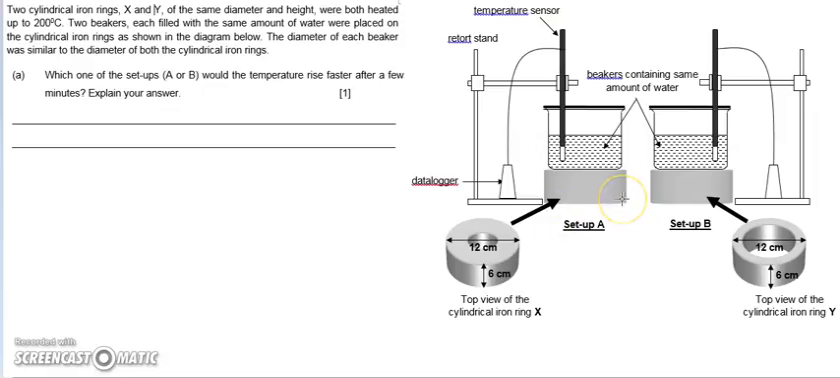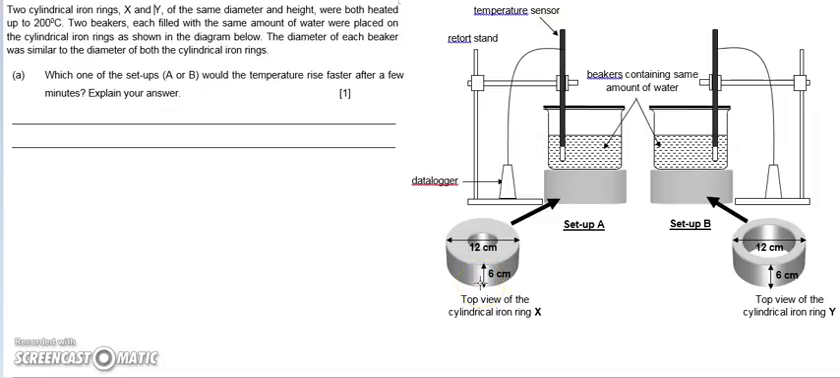So basically, everything is the same except that the width of setup A and the width of setup B is different. Now, which one of the setups, A or B, would the temperature rise faster after a few minutes? Okay, so this question tests your ability to observe and detect the difference between the two cylindrical iron rings.